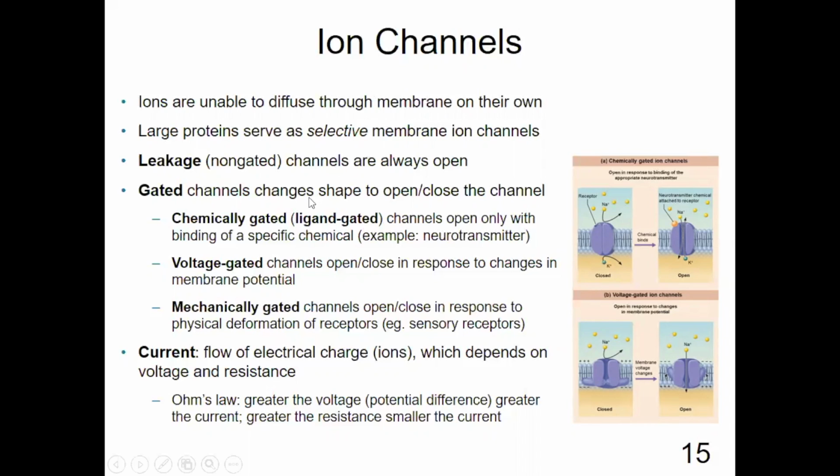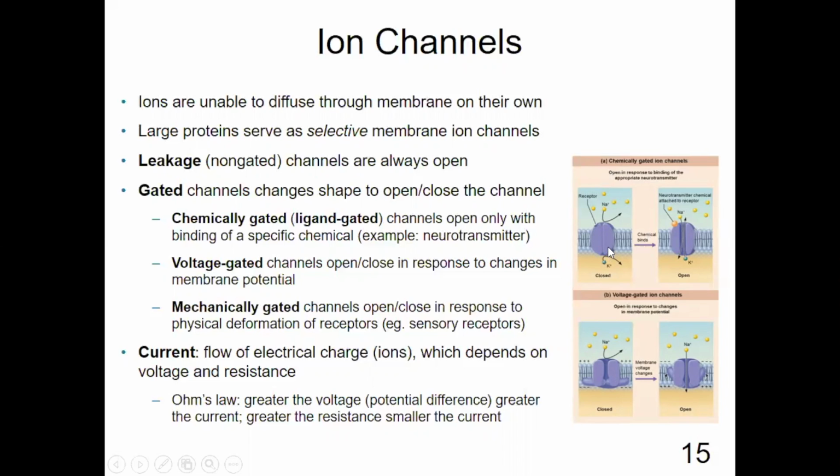Some of them are chemically gated, also called ligand gated. Chemically gated channels only open when a certain chemical binds to that gate or channel. So for example, a neurotransmitter might bind to an ion channel and cause that ion channel to open and allow flow or movement of ions. You can see that in this figure on slide 15.